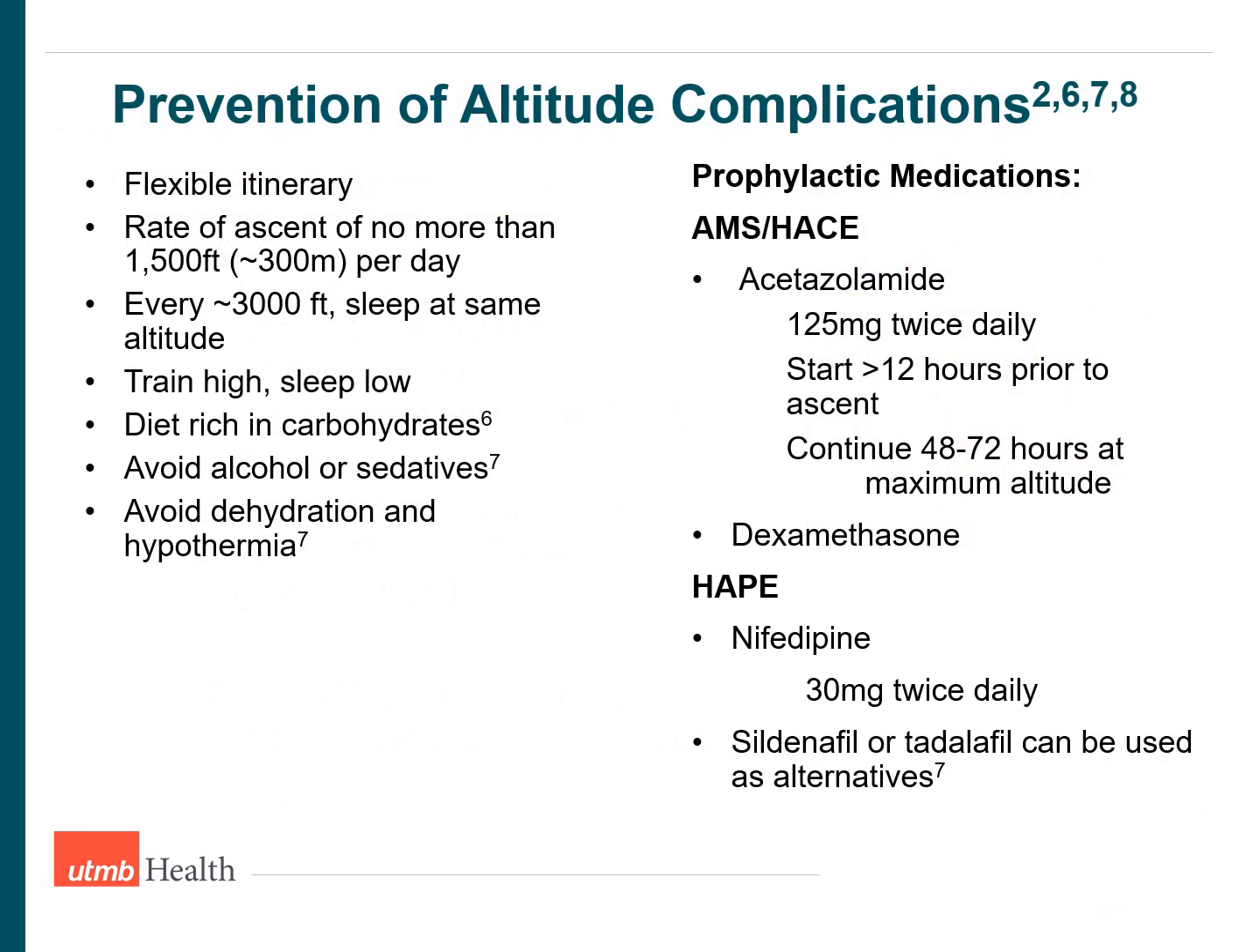The good news is that in most cases, careful planning can prevent altitude illnesses. Flexible itineraries that allow for extra time at altitude to acclimatize are crucial. Patients should sleep at altitudes lower than their operations, also known as the train high, sleep low philosophy. Diets rich in carbohydrates can help elevate the respiratory quotient. Anything that slows your breathing rate or ventilatory response should be avoided, such as sedatives or alcohol.